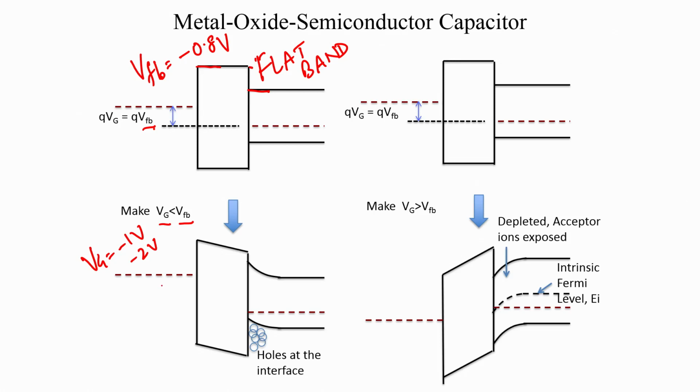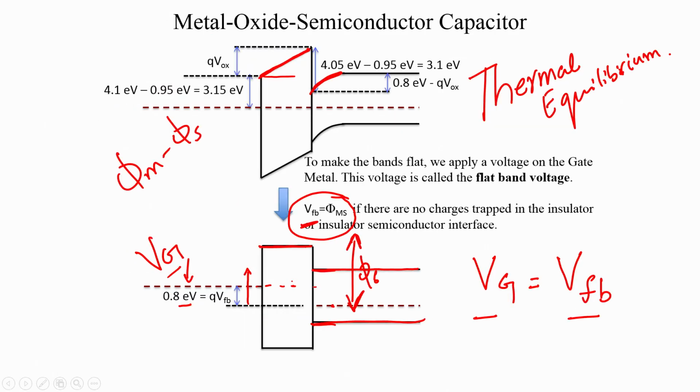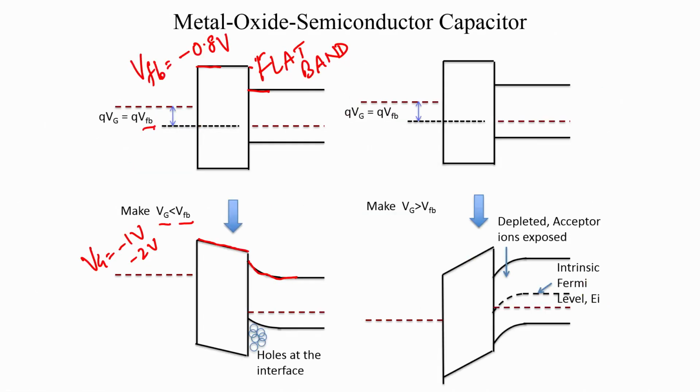Since my Vg has now become minus 2 volts, you will find that the bands start bending the other way. The electric field in the oxide is going to change direction, and you are going to have band bending in this manner, and the bands in the semiconductor will start tilting upward, as compared to the downward tilt it had at thermal equilibrium. It will now start bending the other way because we are making Vg less than VFB.